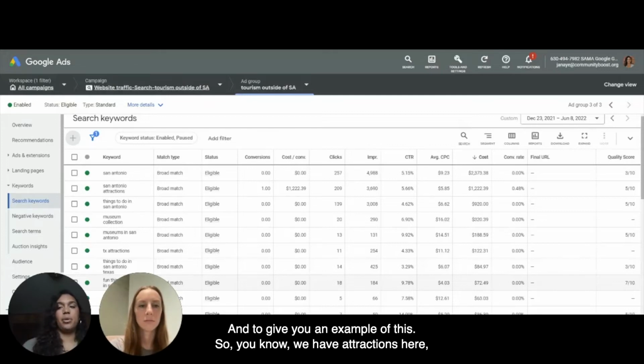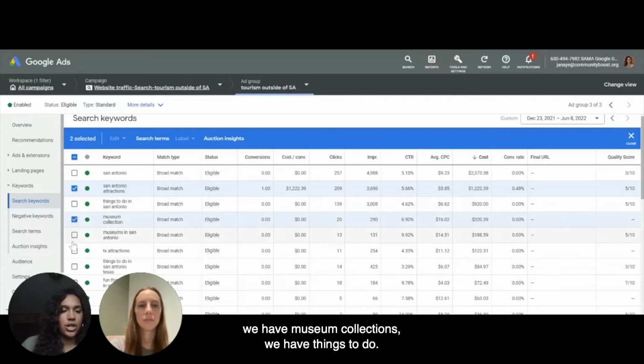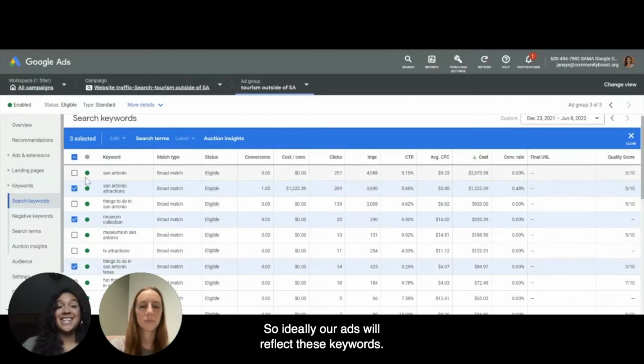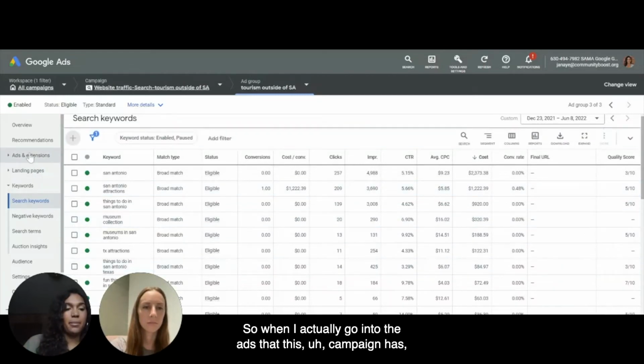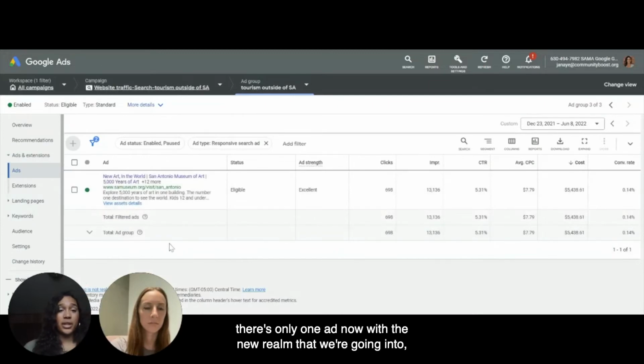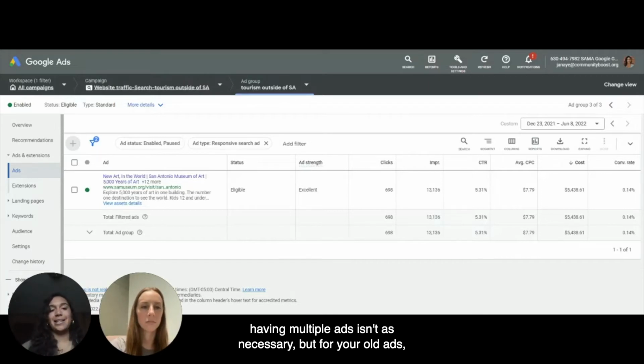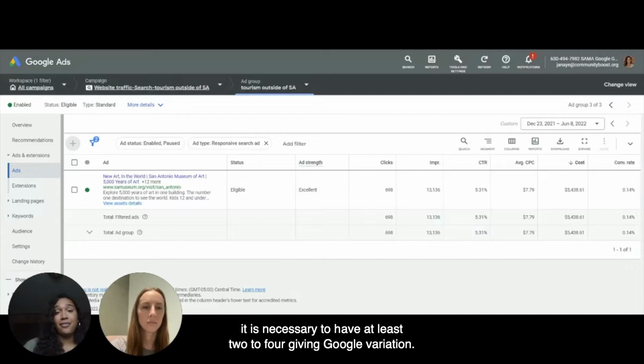And to give you an example of this, we have attractions here, we have museum collections, we have things to do. So ideally, our ads will reflect these keywords. When I actually go into the ads that this campaign has, there's only one ad. Now, with the new realm that we're going into, having multiple ads isn't as necessary, but for your old ads, it is necessary to have at least 2 to 4, giving Google variation.